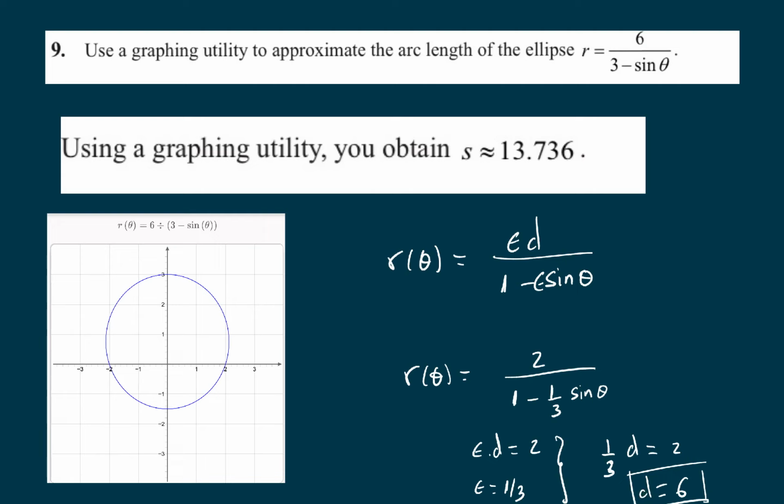So what is happening here is that wherever you have an equation like this, that is a general equation for hyperbolas, for ellipses, for parabolas. When this is a parabola, the epsilon is 1. When it's an ellipse, the epsilon is between 0 and 1. In this case, it's an ellipse because epsilon is 1/3. So if you plug this equation into your graphing utility, you will have the ellipse.